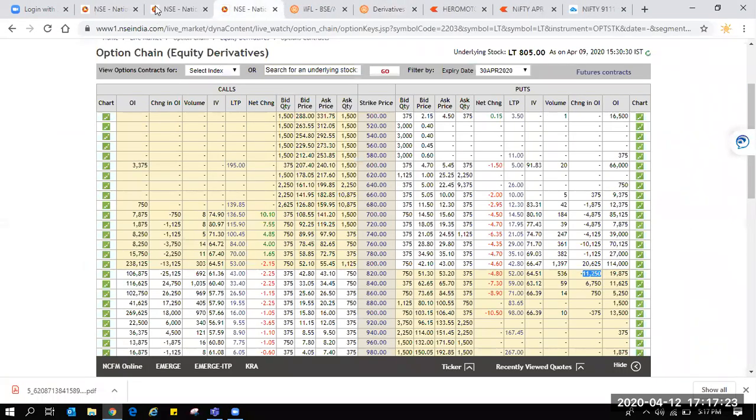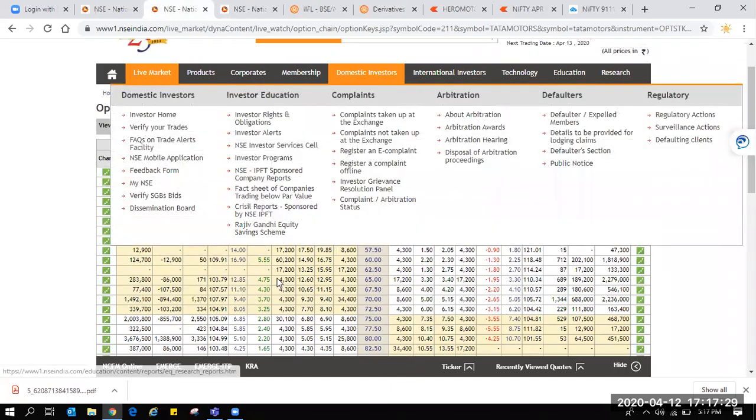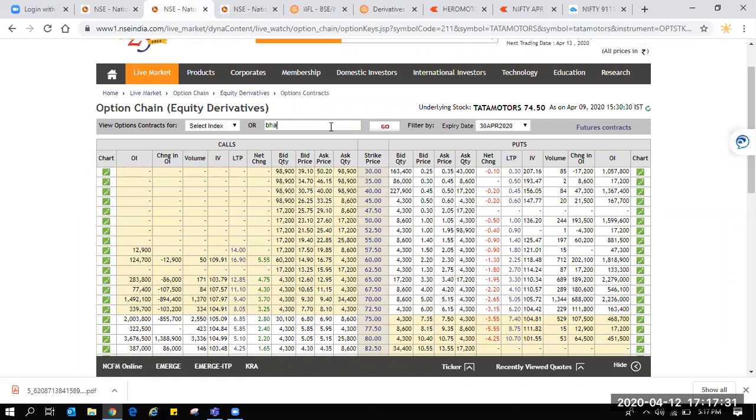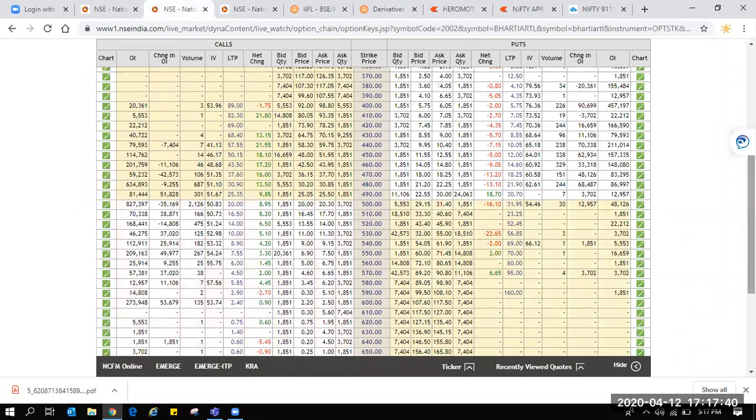See, the things will remain same if it is for Bharti or it is for anything. Okay, so for Bharti, the maximum OI lies at around 500. This is your maximum OI. That means people don't expect market to go above 500.